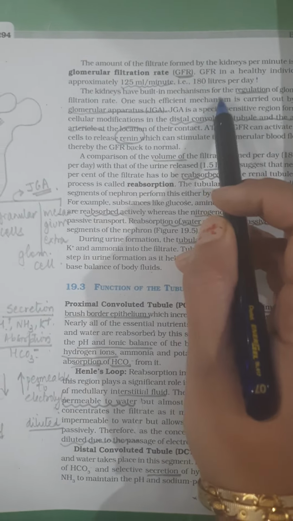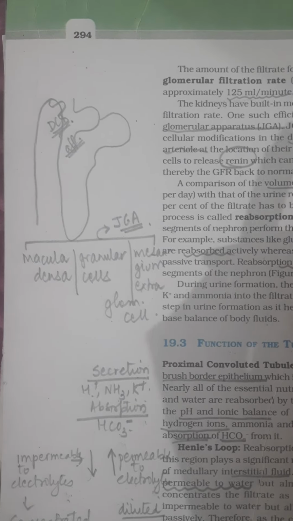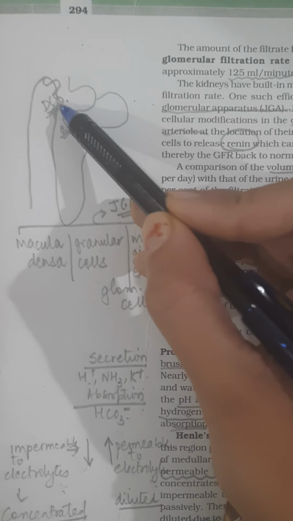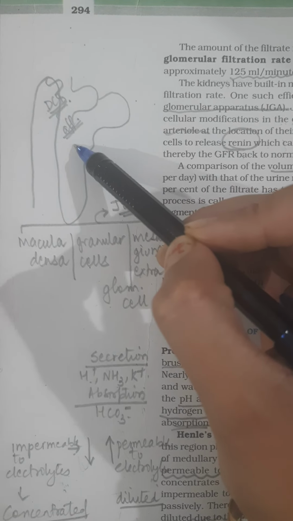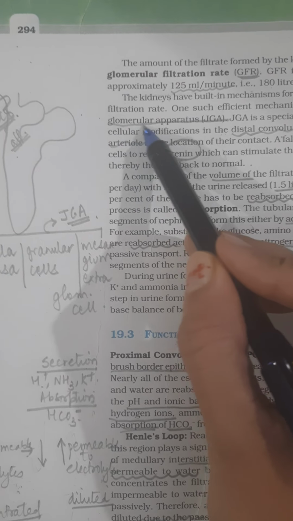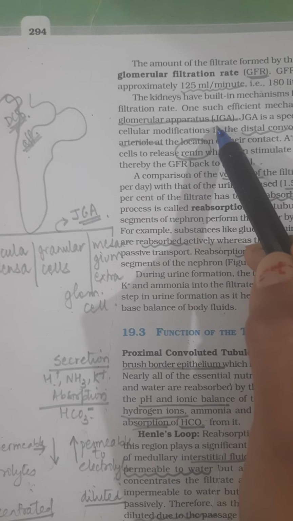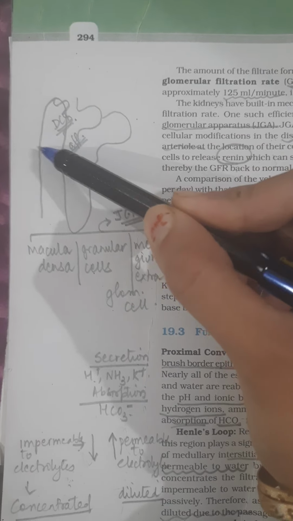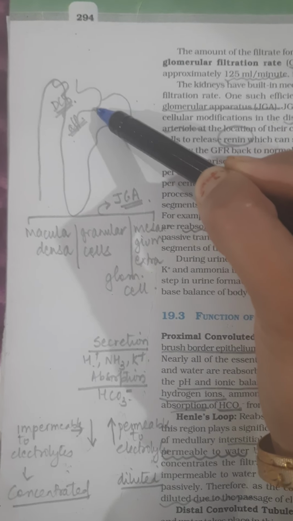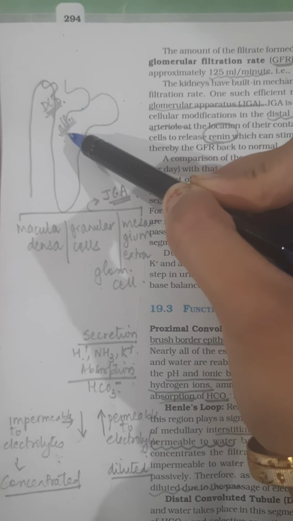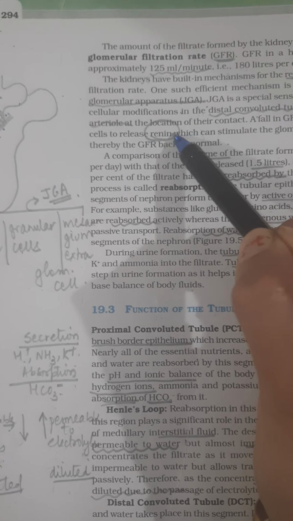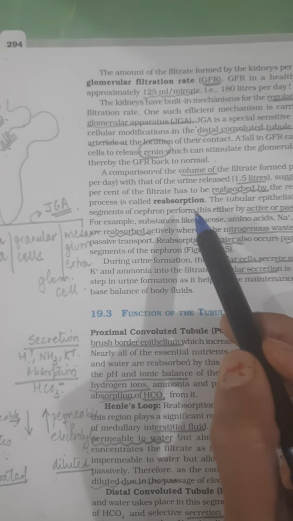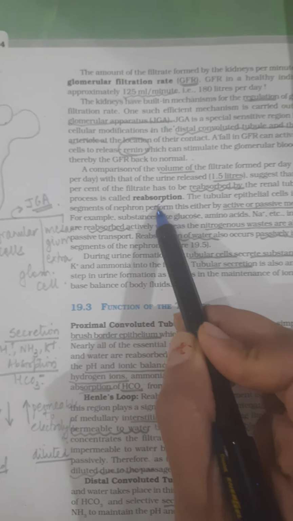How this process or GFR is regulated, let us look over here in this simplified diagram. There is an apparatus which is at the junction of DCT and afferent arteriole, that is referred to as juxtaglomerular apparatus or JGA. This is going to regulate the GFR. Suppose the GFR is decreasing. So it is going to activate this JGA, which in turn will release this renin protein, which will stimulate the GFR.